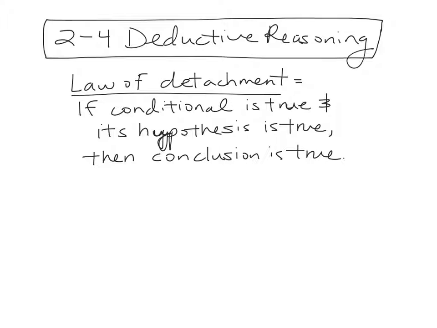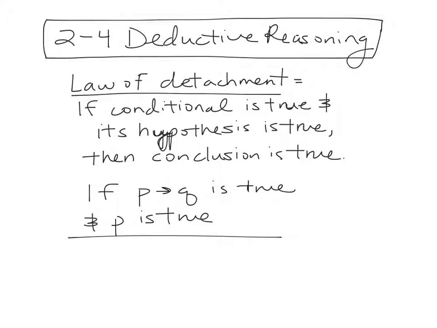Here's a simpler way to say it. If I can say if P then Q is true and P is true, then you're going to conclude Q is true. Here's your example. If a student gets an A on a final exam, then the student will pass the course.